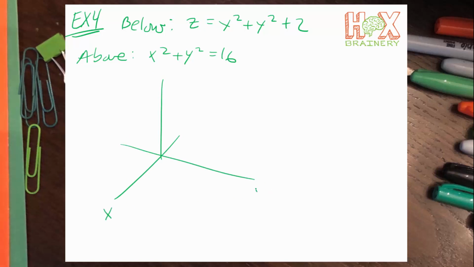This is x, y, z. So here you have your circle. That's this thing right here. It's centered at 0, 0, and has radius 4. Okay, and it's in the xy plane. And then this surface, that's your paraboloid that's been shifted up a couple units because it's got a plus 2 here at the end.